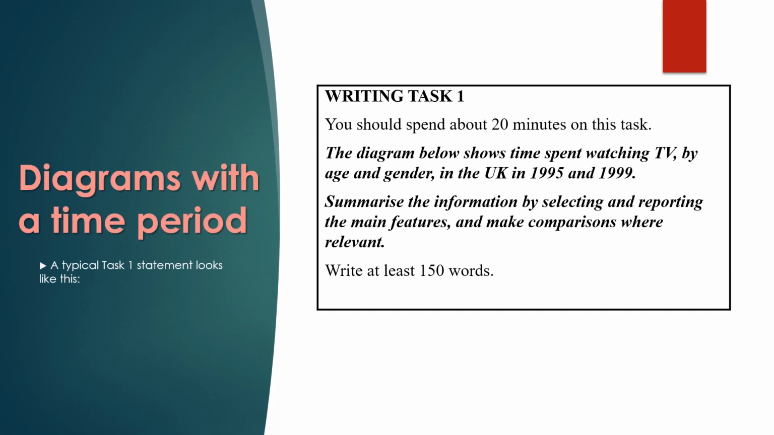First of all, diagrams with a time period. A typical Task 1 statement looks like this. It tells you the recommended amount of time needed to write the essay, 20 minutes, and that you need to write at least 150 words. It also gives you the Task 1 statement, or introduction sentence, and instructions on writing the main facts.